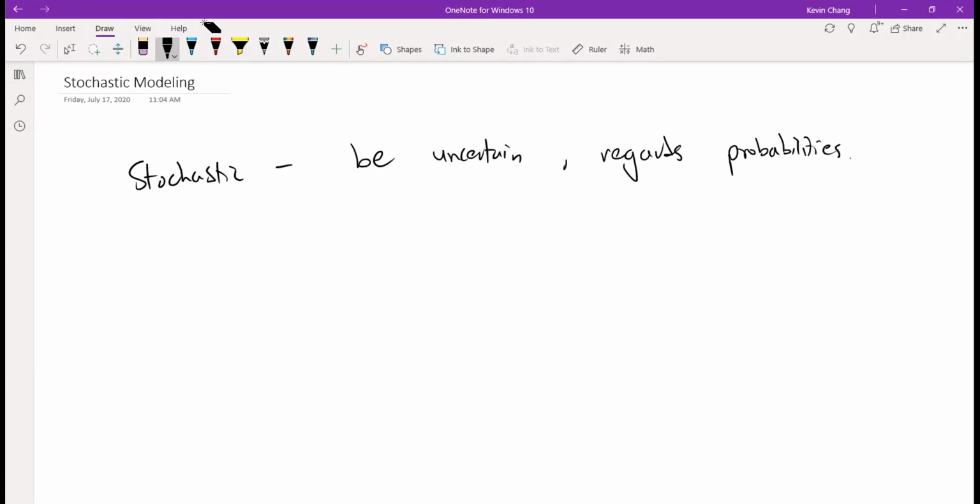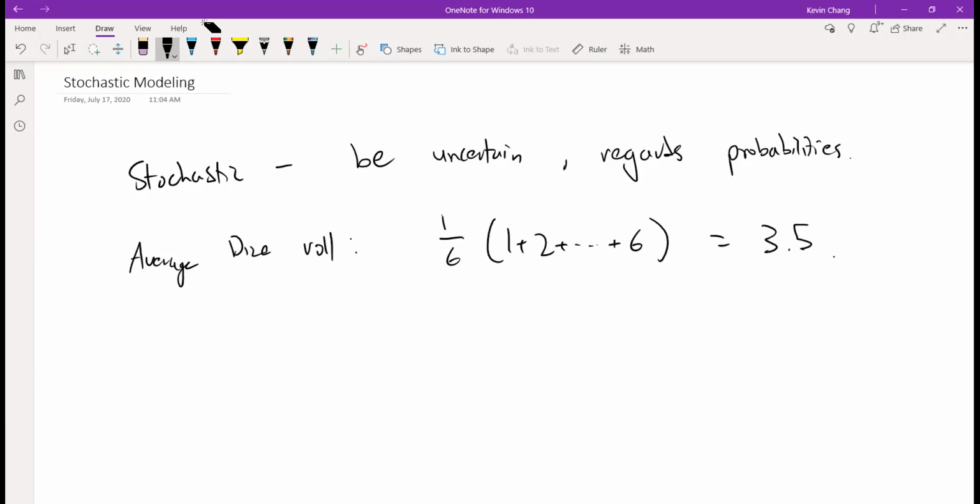For stochastic models, one example would be: what would your average dice roll be? We all know from mathematics that the numbers 1 through 6 on a 6-sided dice each have a 1/6 probability of occurring. So when we average the numbers that are possible, 1 plus 2 all the way to 6, we get 3.5. Obviously, you can't actually roll 3.5 on a dice. But with the deterministic model, perhaps you would get that you would roll 3.5.